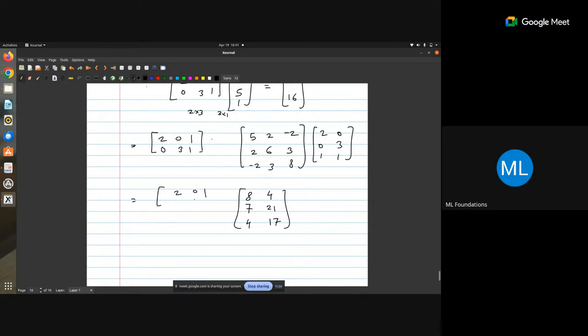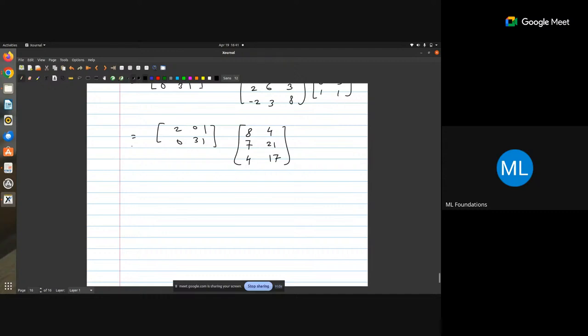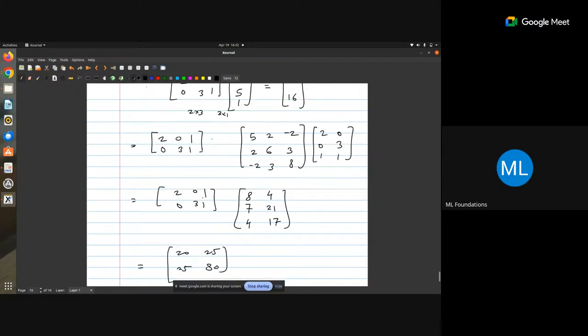And here it is 2, 0, 1, 0, 3, 1. So again, you'll get 2×3 times 3×2, so we'll get 2×2. 16 plus 4, 20. 8 plus 17, 25. Both these two will be the same, no? The off-diagonals will be the same. Yeah, correct. You can check it: 21 plus 4 is 25. Because basically it's a covariance matrix. So that's your answer.